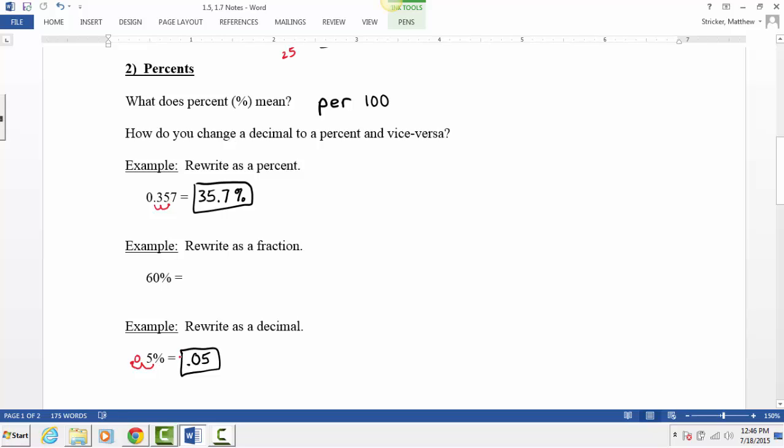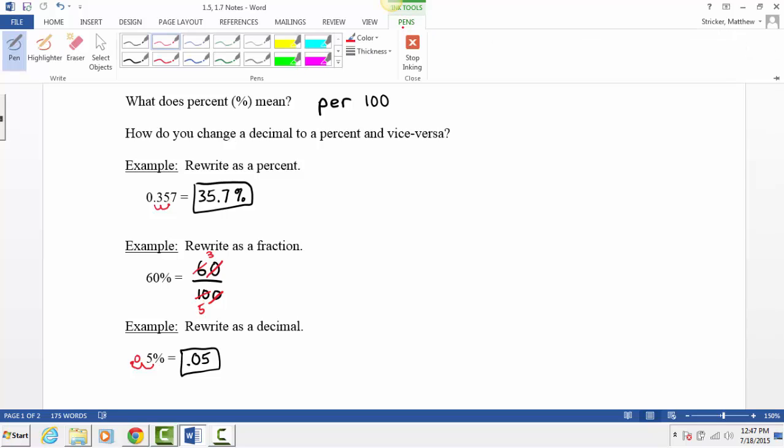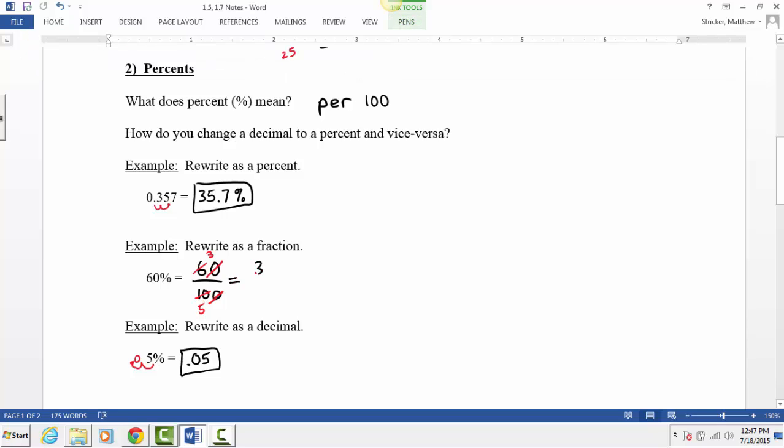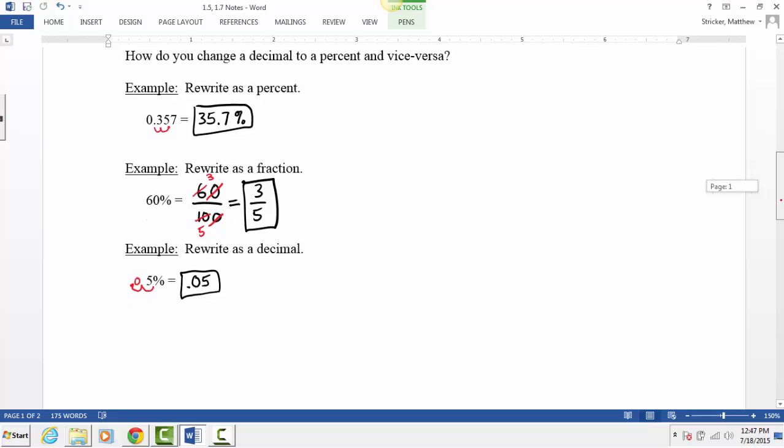Okay, the last example is how do we rewrite a percent as a fraction? You need to remember that percent means per 100, so 60% means 60 per 100, which both the top and the bottom are divisible by 10, so I can divide by 10, which gives me 6 over 10. Of course, these are both divisible by 2, so this is 3 over 5. So this equals 3/5. 3/5 is equivalent to 60%.